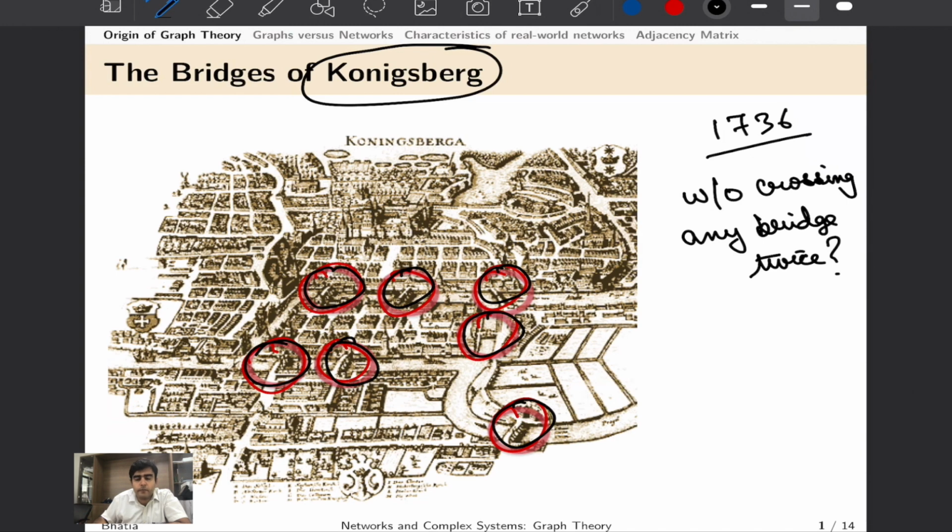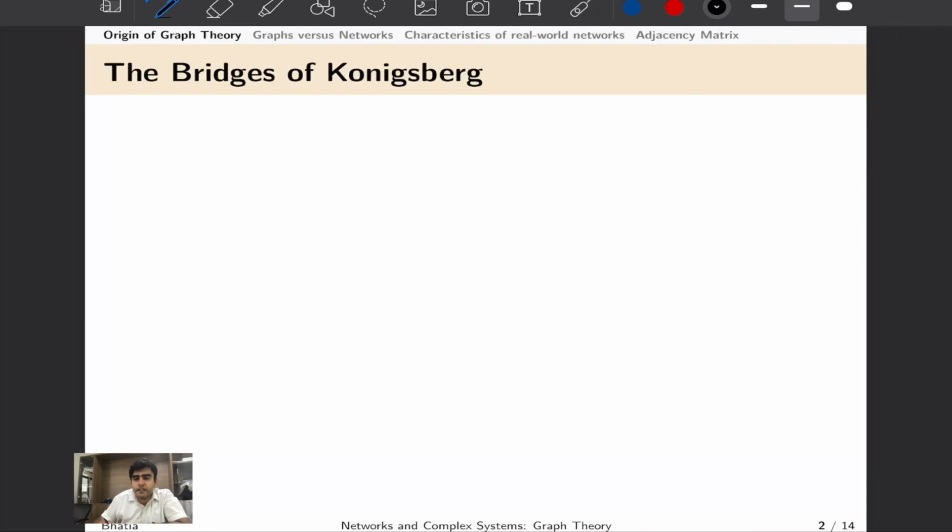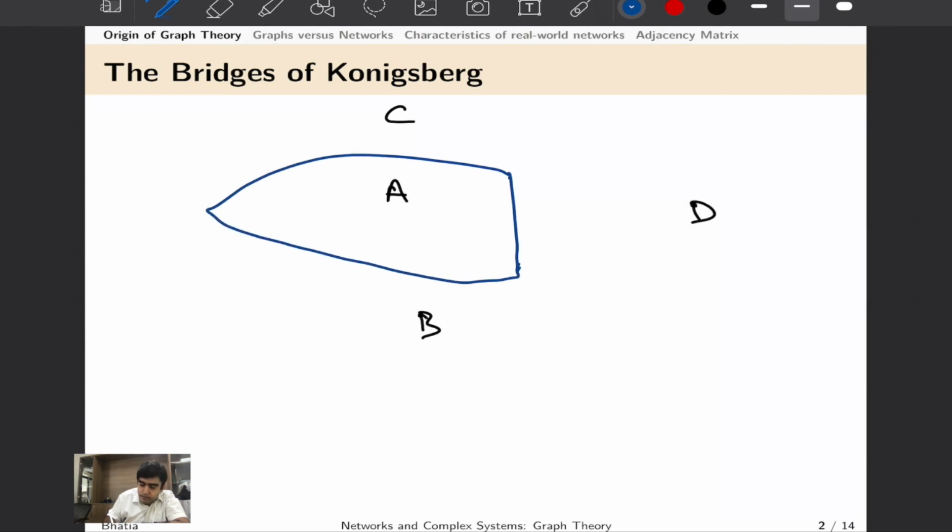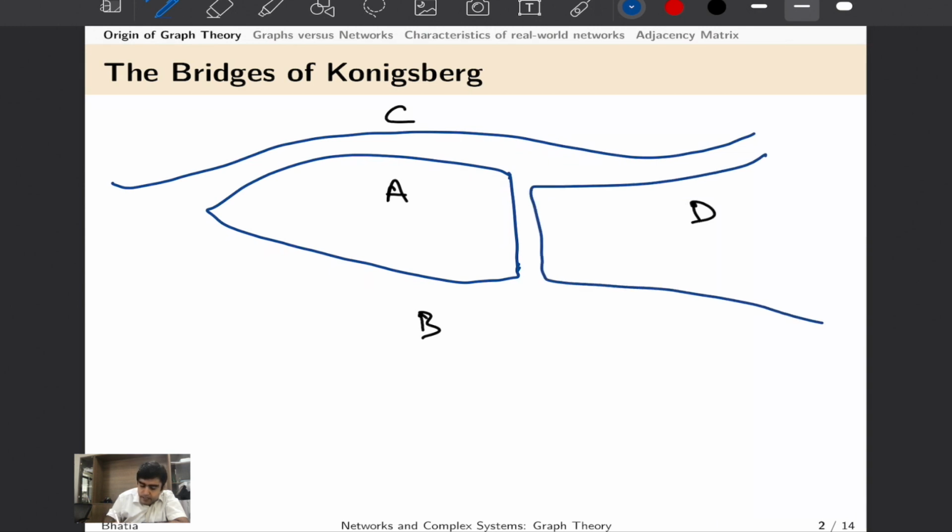He made use of a graphical representation of this system, and what he did, he represented the 4 land areas as nodes. So he said there are 4 nodes in this particular system. That is, let us say that we have D, A, B, C, and these 2 land pieces are connected by an edge. And for the sake of completeness, let us also draw the land and a river around that. So this was the first landform, and the river was flowing somewhere here like this.